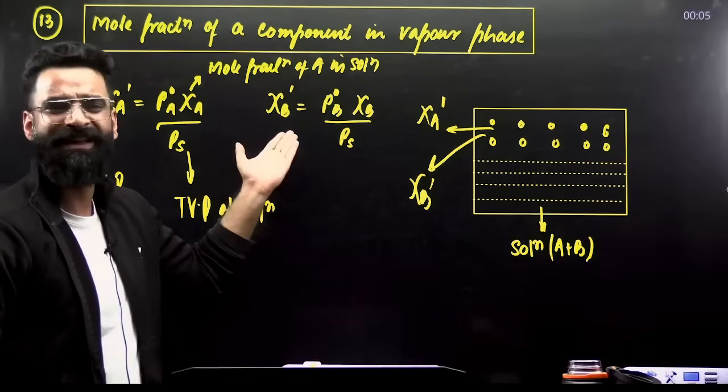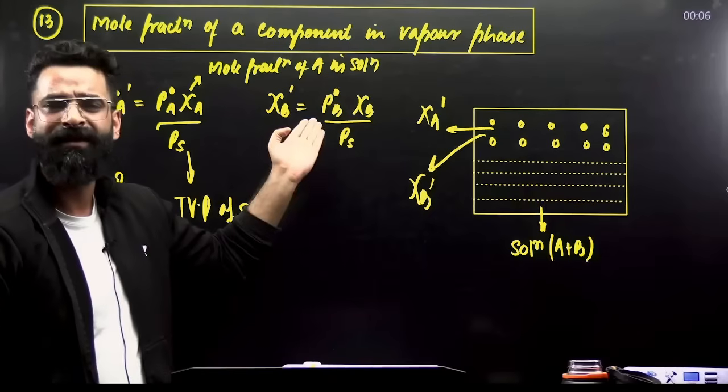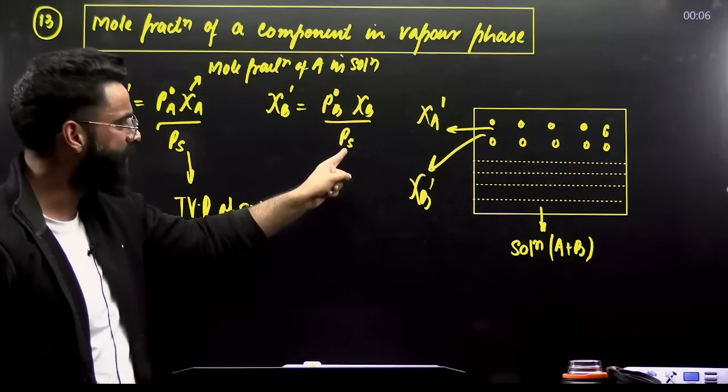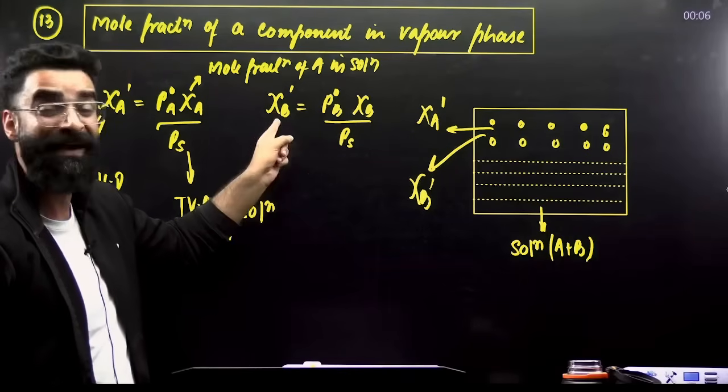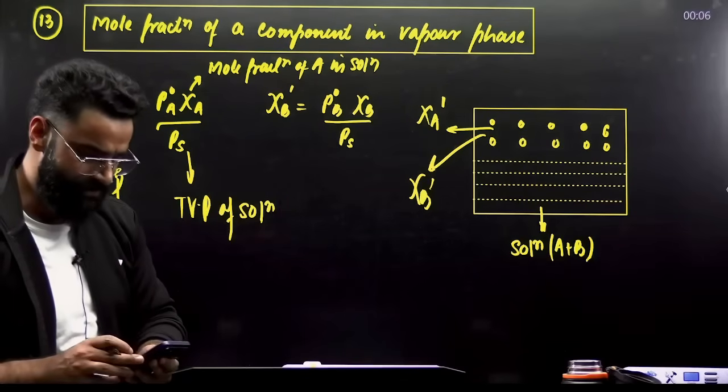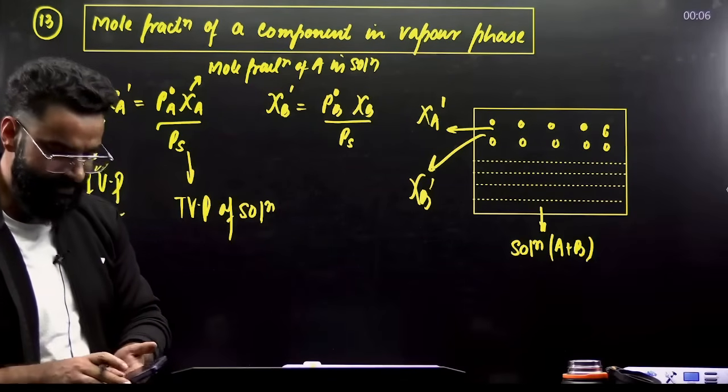Calculate the mole fraction of B in the vapor phase: P naught B chi B divided by PS. Right? P naught B chi B. What is chi B? Mole fraction of B in solution phase. PS, total vapor pressure of solution. Chi B dash, mole fraction of B in vapor phase. Anything can be asked from here as well. I believe this is also clear.